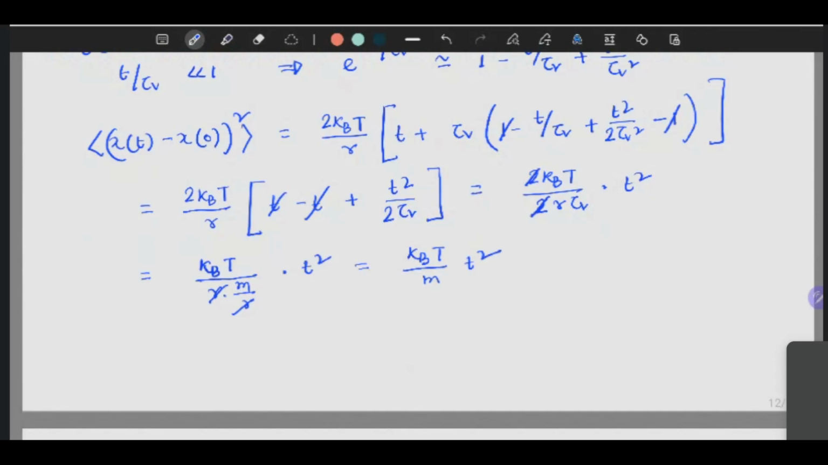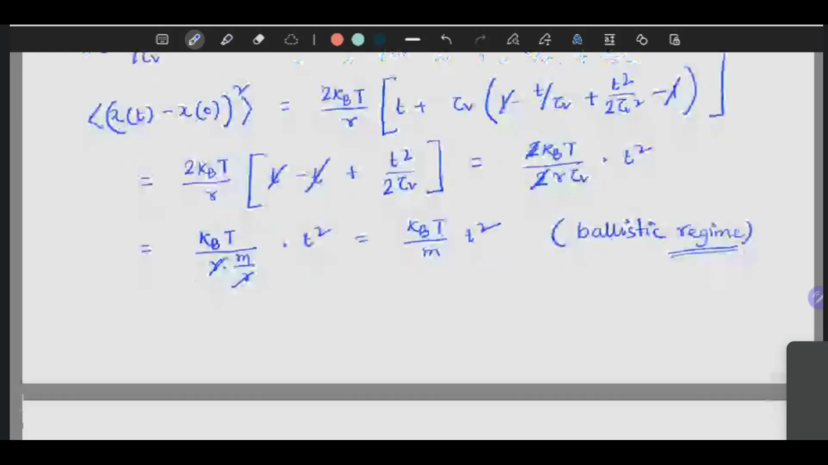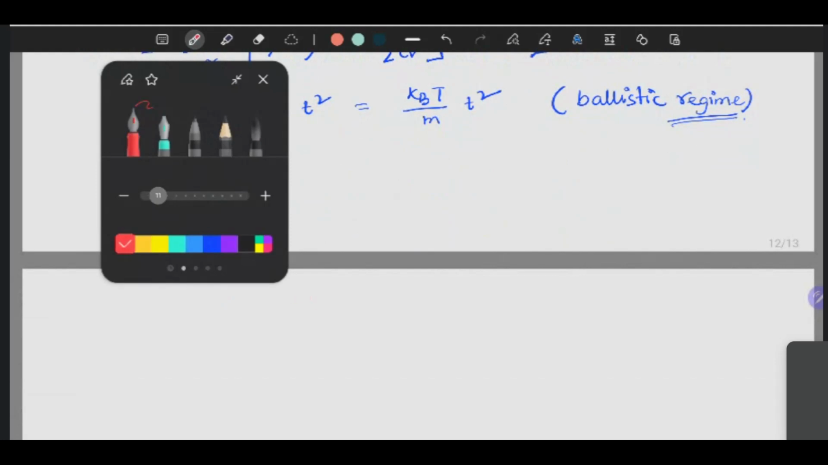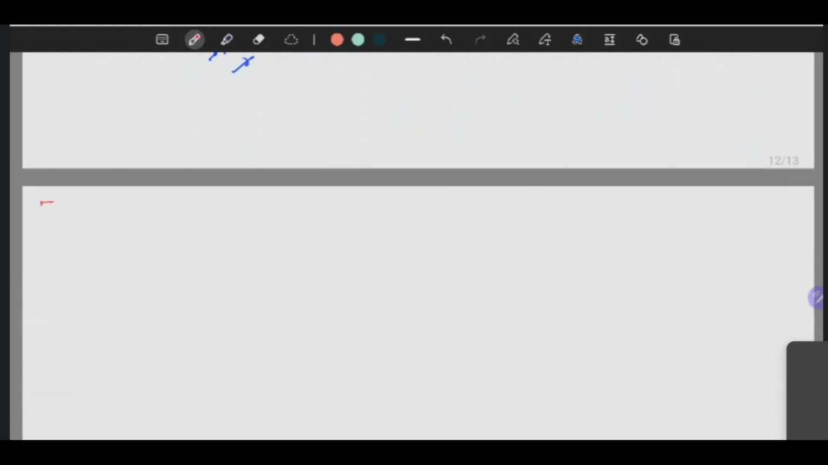So here, if you think about the time scale which is very much less than the autocorrelation time, then you get a ballistic regime. Okay. Now let's assume another thing.